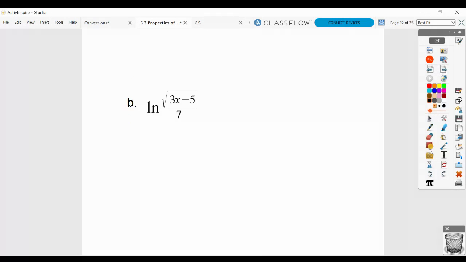Okay, so if we take a look at this next example, we have ln of the square root of 3x minus 5 divided by 7. So the first thing that you should notice is that we have a radical, and we have to rewrite that using rational exponents. So if I wanted to rewrite the square root of 3x minus 5, I would write 3x minus 5 raised to the 1/2 power.